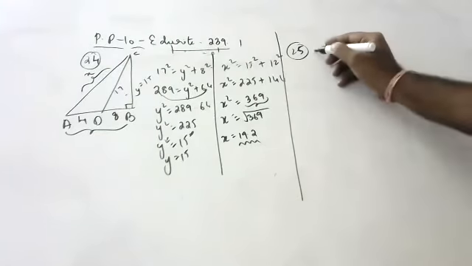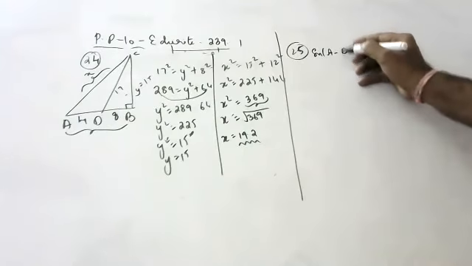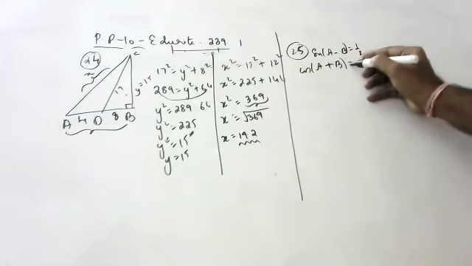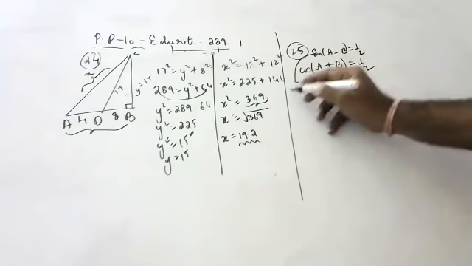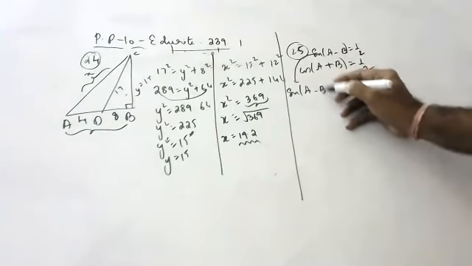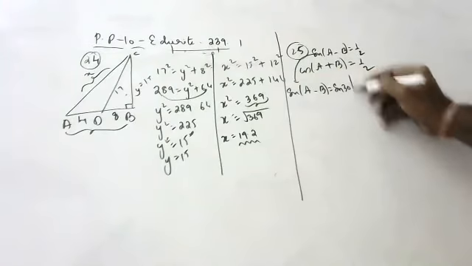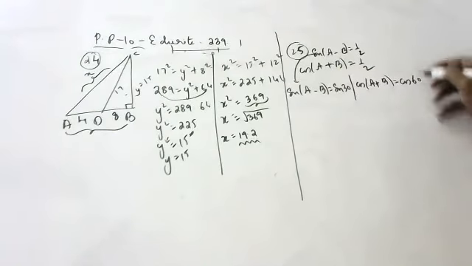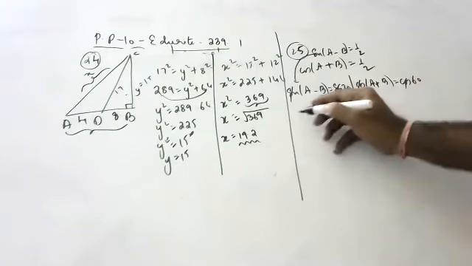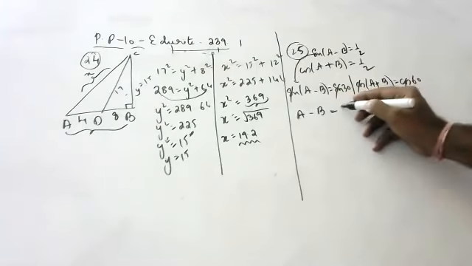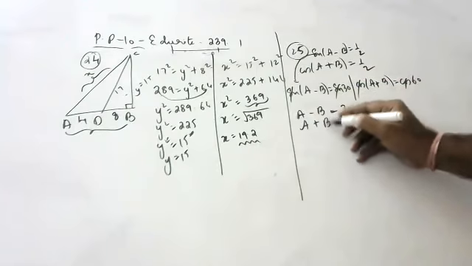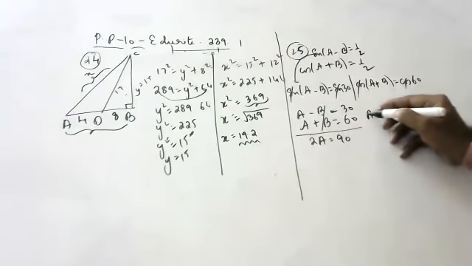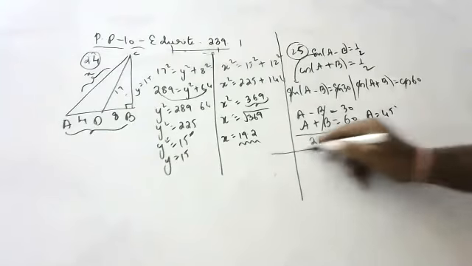Sine A minus B is 1 by 2, cos A plus B is equal to 1 by 2. I want both values. Tell me how to do this. Sine A minus B is equal to sine 30. Cos A plus B is equal to cos 60. Sine cancels, cos cancels. A minus B is equal to 30. A plus B is equal to 60. B cancels. 2A is equal to 90. A is equal to 45.